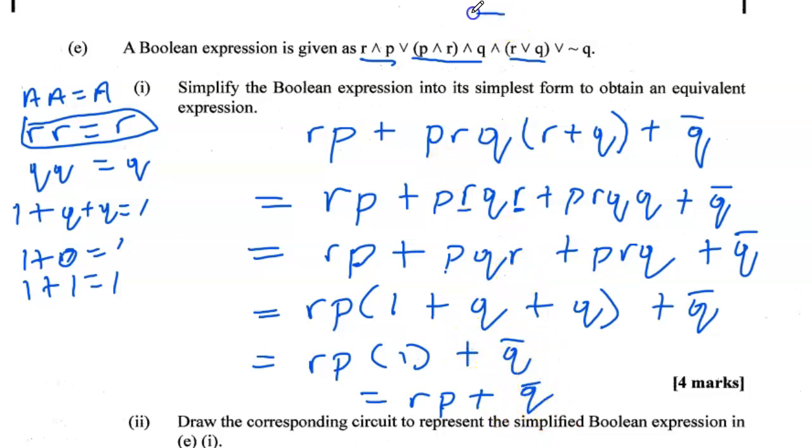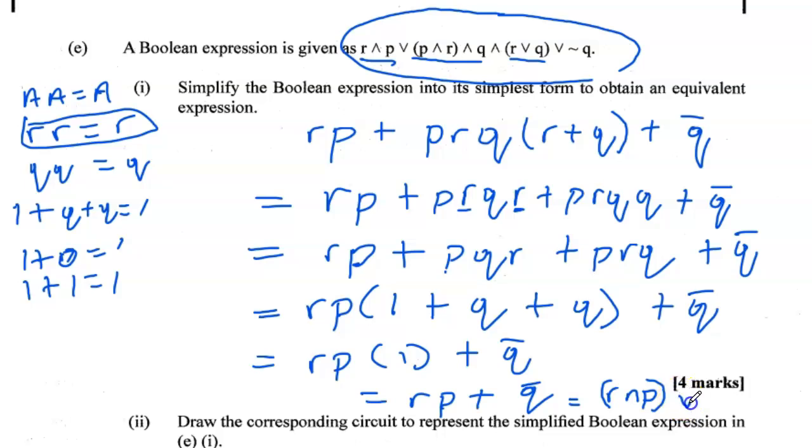If you want to rewrite it using the intersection and union symbols, this is also R and P, R and P, with the union symbol to represent a plus sign, not Q, not Q. Alright, so either of these expressions will work.